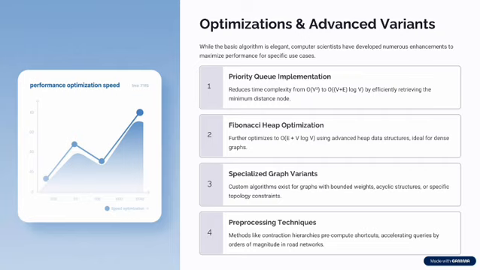Third is specialized algorithm variants. It tailors the algorithm to specific graph types, for example bounded weights, grid, or planar graphs. Next is preprocessing techniques. It pre-computes shortcuts or summaries of the graph. It is used in road networks to speed up routing.